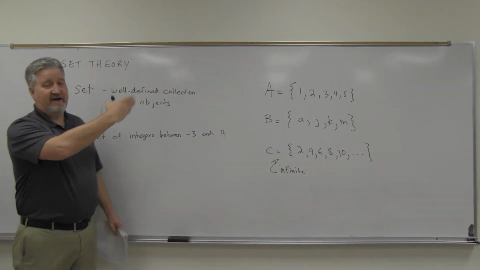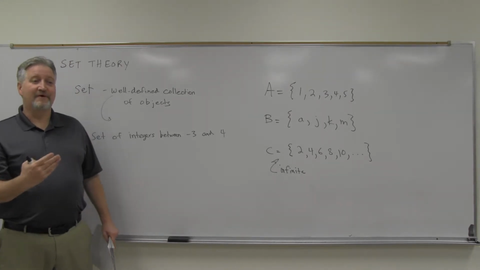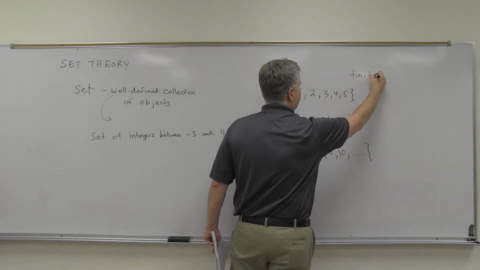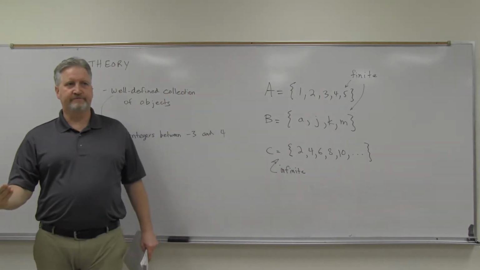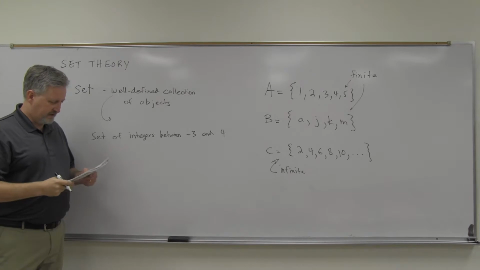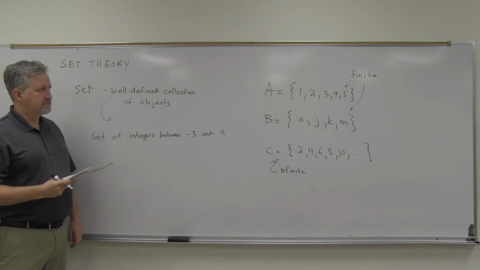Now the other two here, A and B, are those infinite? No. So what term do we use for those? Well, if they have a definite start and a stop to them, they're called finite sets. So these first two are finite. So know the difference between those.